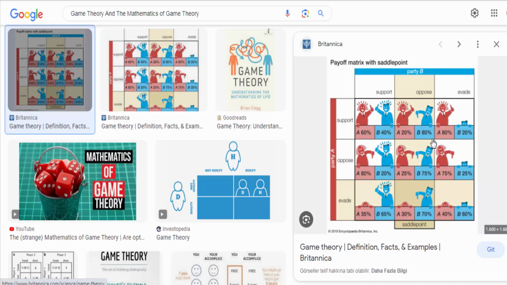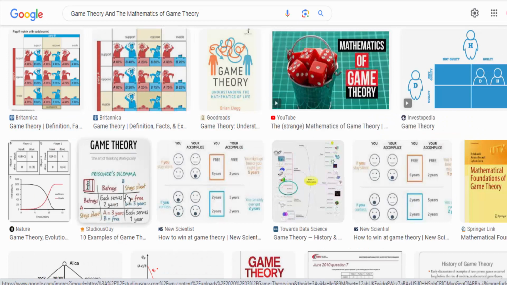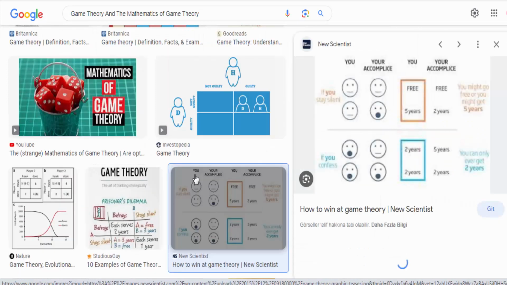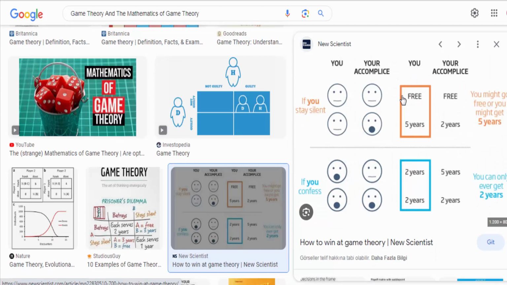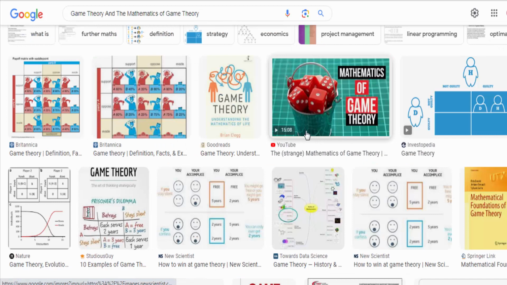Game theory is a branch of mathematics and economics that studies strategic interactions between rational decision-makers, often referred to as players, who make choices that affect not only their outcomes but also the outcomes of others. It provides a framework for analyzing and understanding how individuals or organizations make decisions in competitive or cooperative situations.